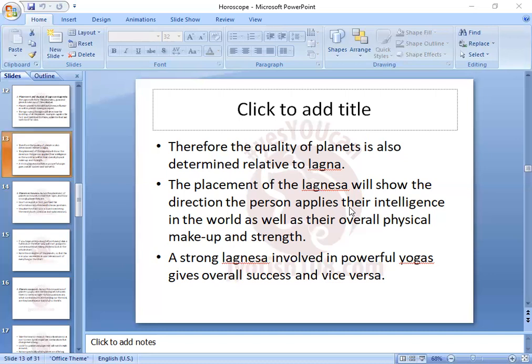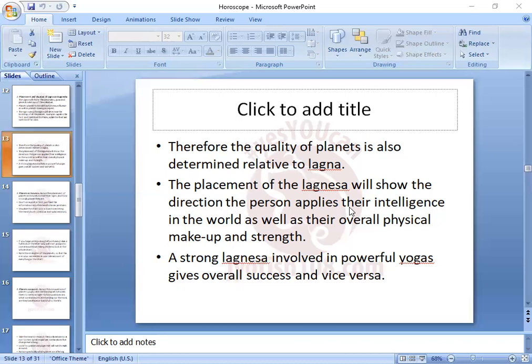What does this mean? It means you not only have to see where the planets are placed from the Lagna, you also have to see where the planets are placed from the Lagnesha. For example, suppose Jupiter is placed in the 5th house from Lagna. In that case, the person should be an ardent devotee of Shiva, because Jupiter is Shiva. According to Jaimini, Jupiter is Sadashiva. So that person would always be devoted to Gyan Yoga, because Shiva represents Gyan Yoga.